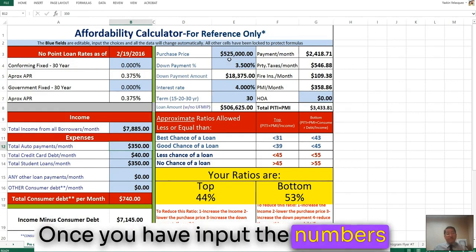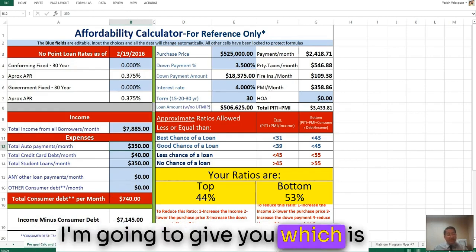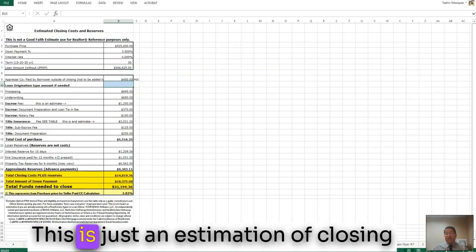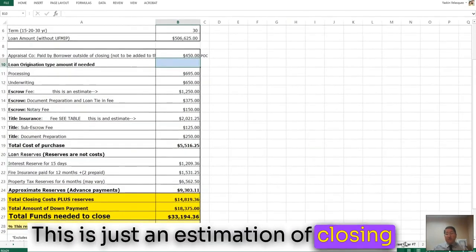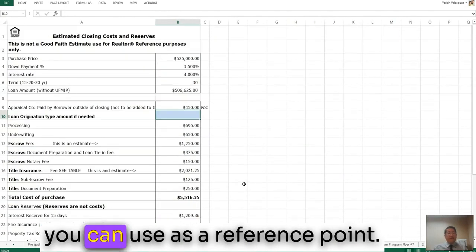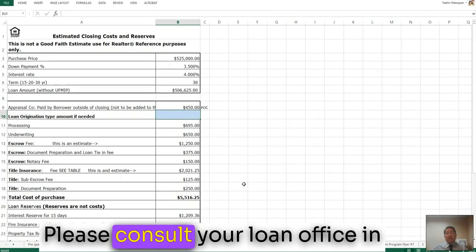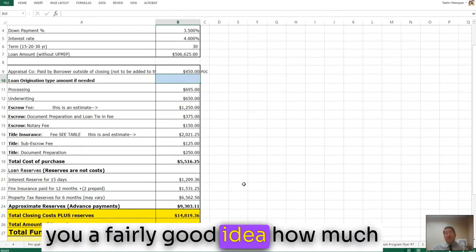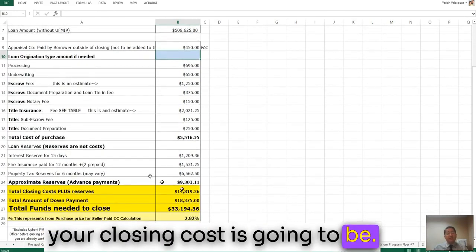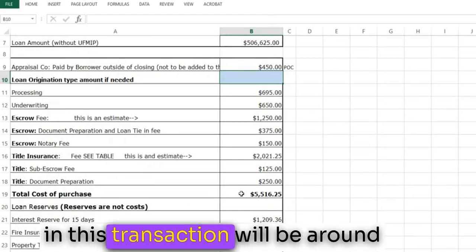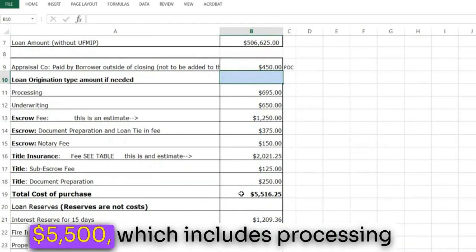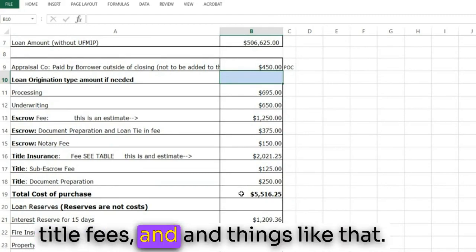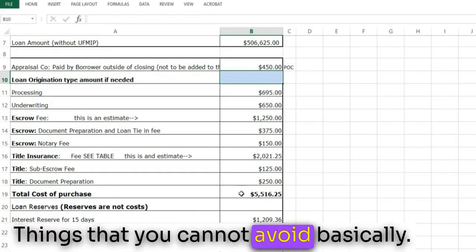Once you have input the numbers here, there's another thing that I'm going to give you, which is the closing cost estimate. This is not a good faith estimate. This is just an estimation of closing costs and down payment that you can use as a reference point. Please consult your loan officer in regards to this, but this will give you a fairly good idea how much your closing cost is going to be. The cost of purchase for the property in this transaction will be around $5,500, which includes processing and underwriting, escrow fees, title fees, and things like that, things that you cannot avoid basically.